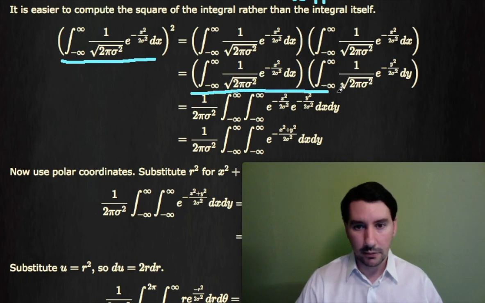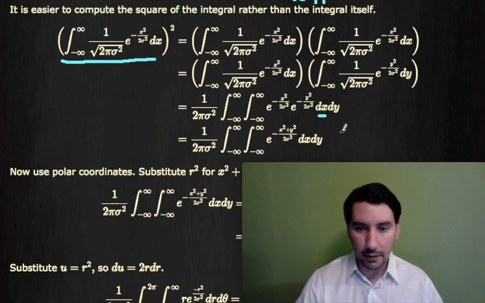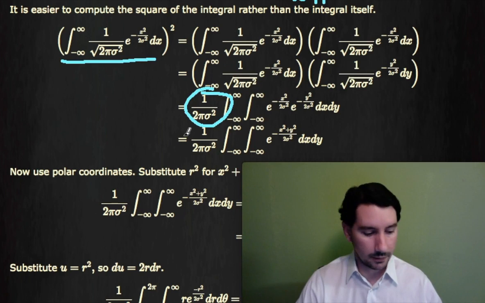Now, since one integral is over x and the other integral is over y, we can combine them into a double integral. So we're integrating from negative infinity to infinity dx, and from negative infinity to infinity dy. And we're integrating e to the minus x squared over 2 sigma squared times e to the minus y squared over 2 sigma squared. And this square root of 2 pi sigma squared, I just pulled both of them out, and since each has a square root, whenever they're multiplied together, it eliminates the square root. So we get a 1 over 2 pi sigma squared out front.